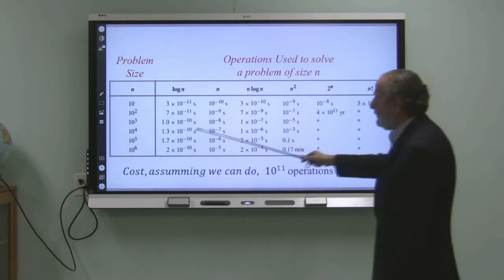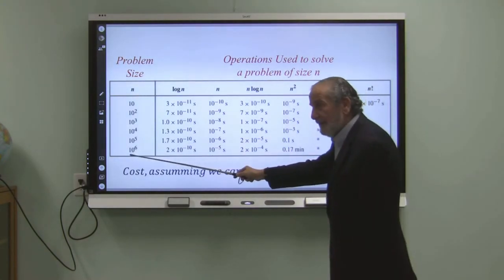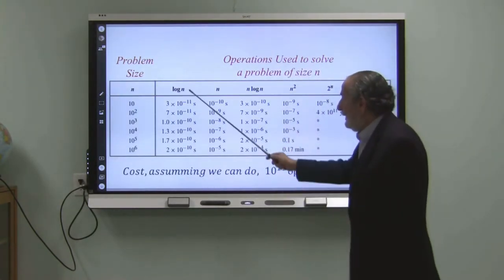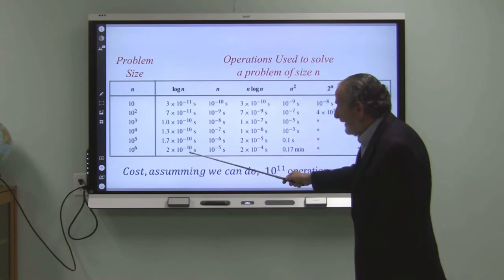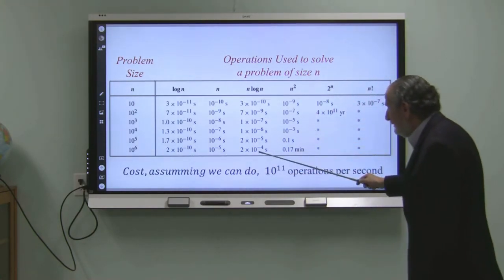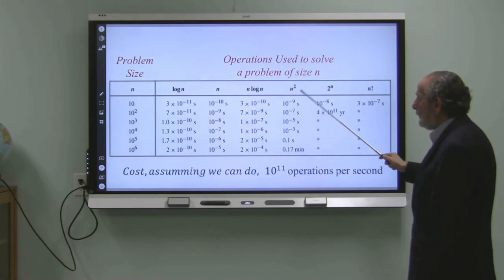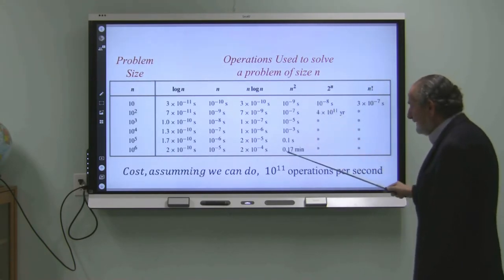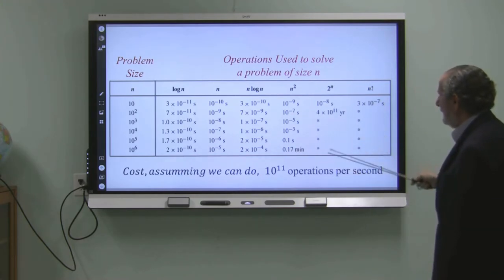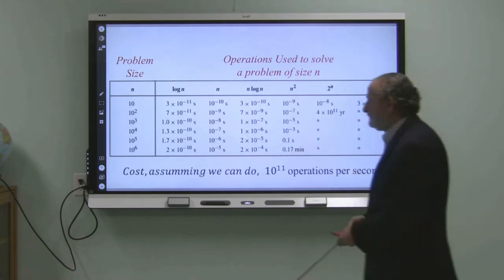So if you continue here up to 10 to the power 6, what's 1 million? So you're solving a problem of size 1 million. So log n will do it in a fraction of a second. n, fraction of a second. n log n, this is called polynomial growth, okay? It's still a fraction of a minute. It's not too bad, but nothing here. You can't really count on one of these here. You can't use those.